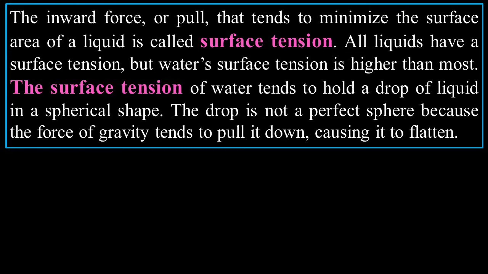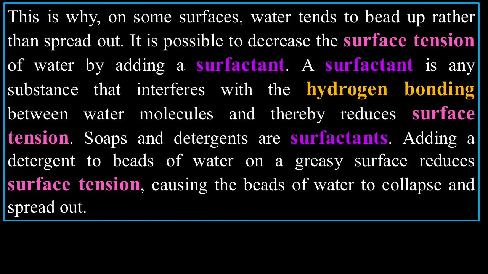Hold on. Let me read that last sentence again. The drop is not a perfect sphere because the force of gravity tends to pull it down, causing it to flatten. Especially when it's falling, it kind of wobbles around a little bit. But with all that aside, it will form a sphere. This is why on some surfaces water tends to bead up rather than spread out.